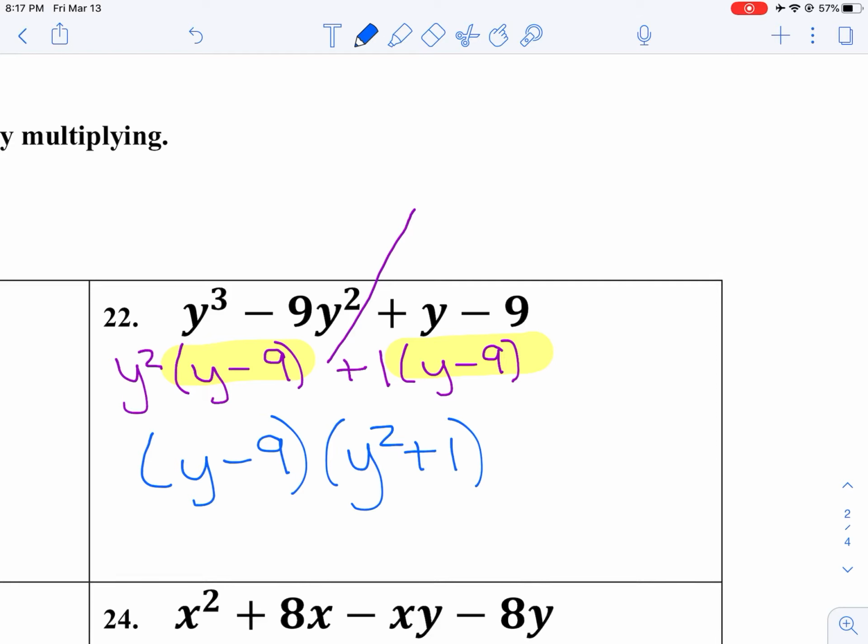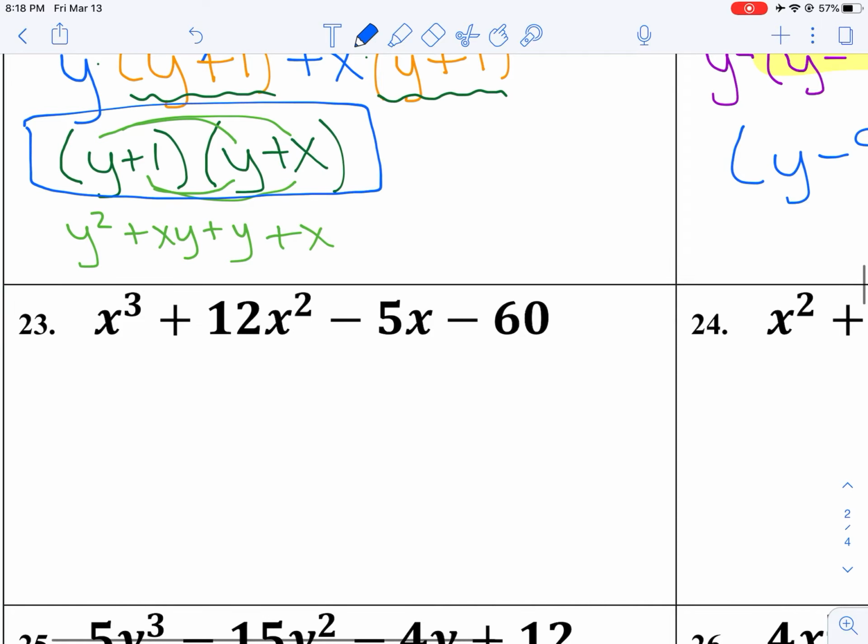So sometimes I've told my kids, whatever they have in common, write out front in a set of parentheses. And the second set of parentheses, what's left over, the part that I didn't highlight, goes in the other set of parentheses. Okay, so let's do another one.